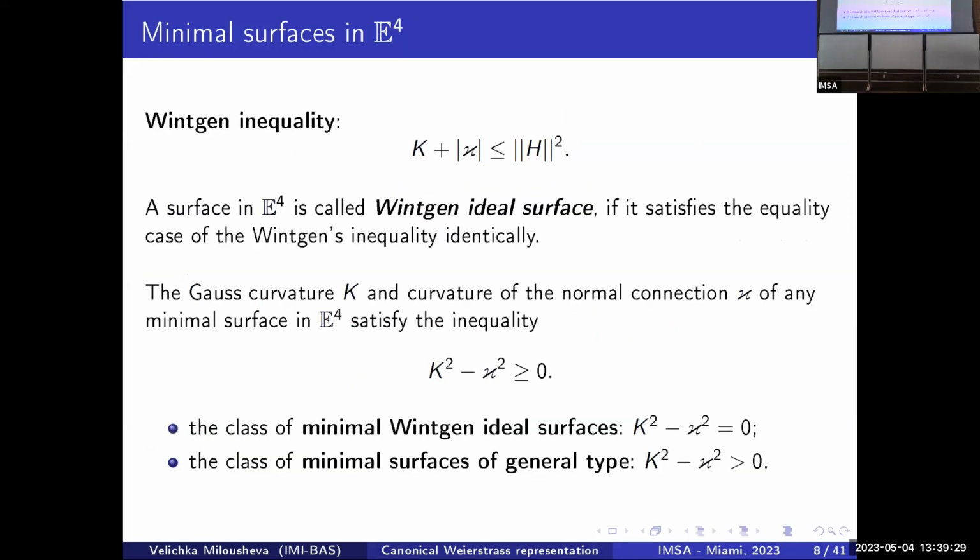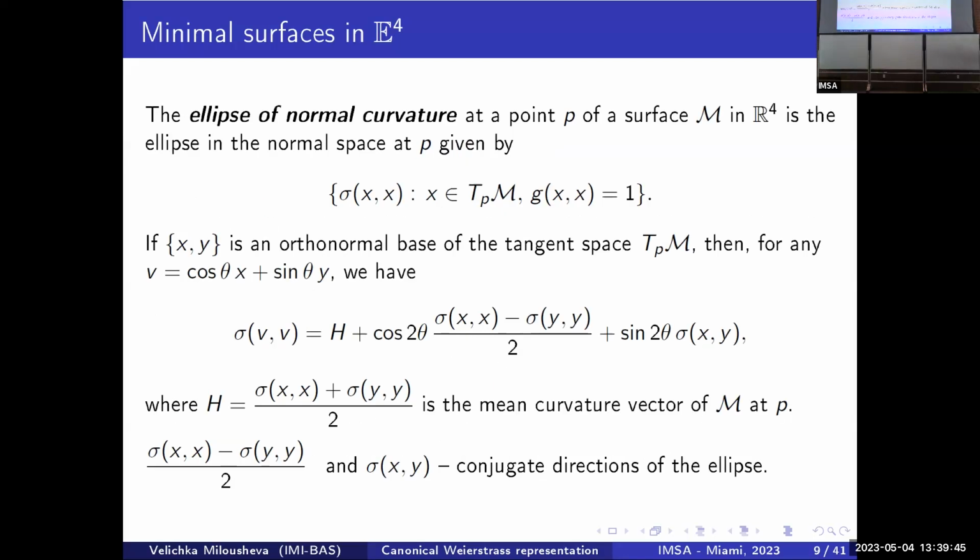The first class is the class of minimal Wintgen ideal surfaces, in which we have the equality case. And the second class is the class of minimal surfaces, I call them of general type, in which K squared minus kappa squared is greater than 0.